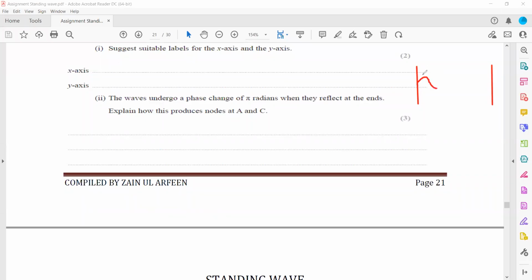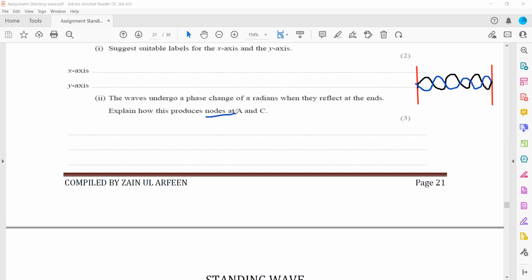When the two waves are traveling and strike the fixed end, they undergo a phase change of 180 degrees. It means if the trough strikes, it will become a crest, and if the crest strikes, it will become a trough. So as you can see, the two waves are 180 degrees out of phase, or pi radian out of phase.